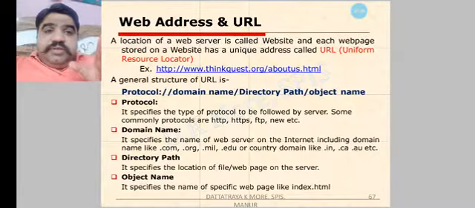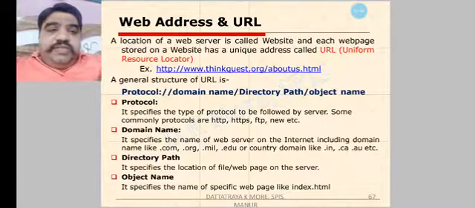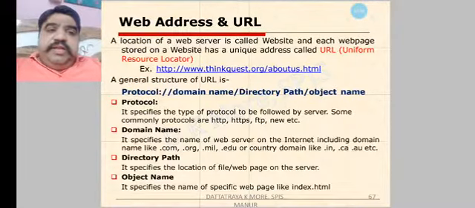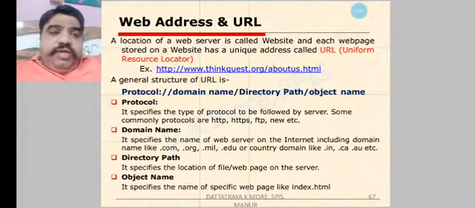Okay, it is the general classification. We will take it one by one, part-wise, and explain it. Now let's see the structure of the URL. First is the protocol, HTTP is a protocol, then a colon, then the domain name thinkwest.org, then a slash and the directory path, about us, then the object name, whatever that is, and then .html, that is also a part.